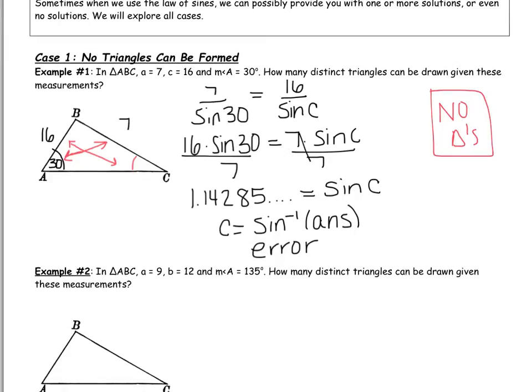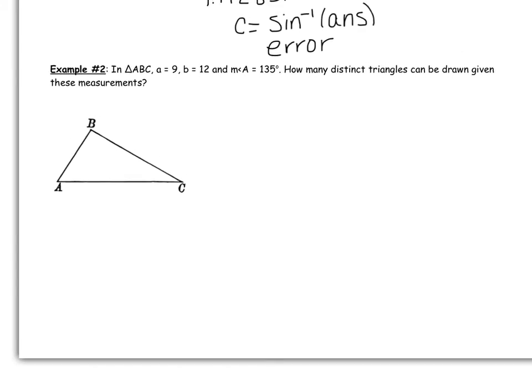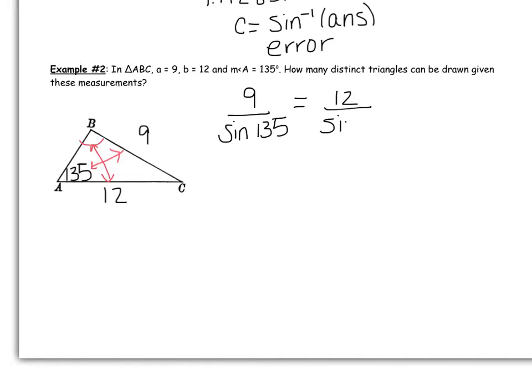Okay, let's try example number 2. Example number 2 says, in triangle ABC, little a is 9, little b is 12, and the measure of angle A is 135. Now I know this triangle here is not really a true triangle for 135 degrees. It was just kind of a picture that we drew. So again, crisscross. This side pairs with this angle. This side pairs with this angle. So law of sines has set you up to solve for angle B. So side 9 over sine of 135 equals 12 over sine of B. That's what we don't know.